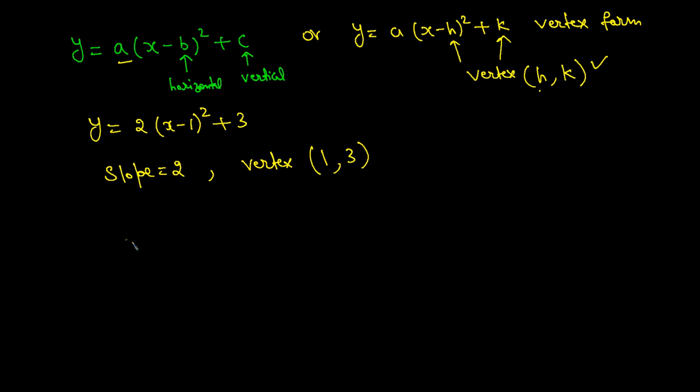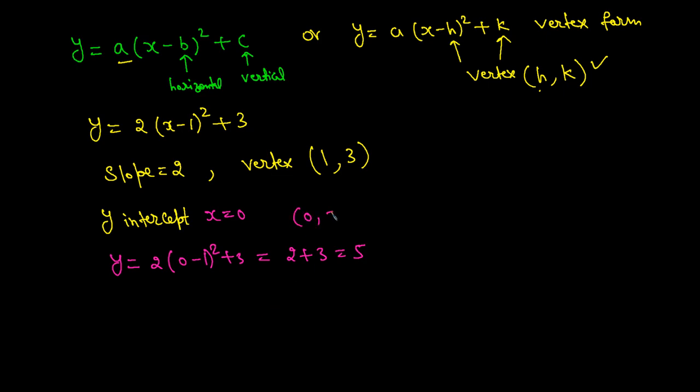And the y-intercept, let's find the y-intercept. So y-intercept means x is 0. So plug in x equals 0 over here. That gives me y is equal to 2 times (0 minus 1) squared plus 3. So negative 1 squared is positive 1, times 2 is positive 2, plus 3 is 5. So this is your (0, 5). So 5 is your y-intercept. You can use this y-intercept, slope and vertex to graph your quadratic function.